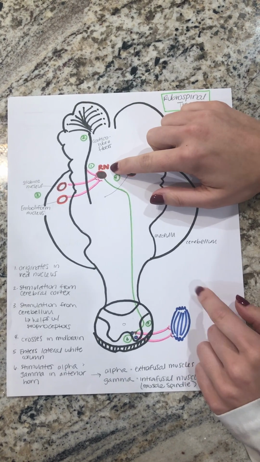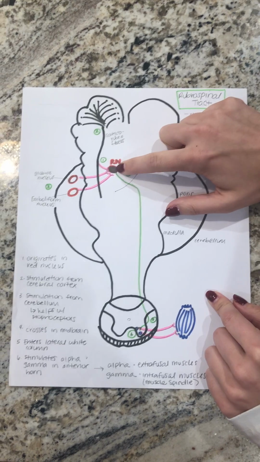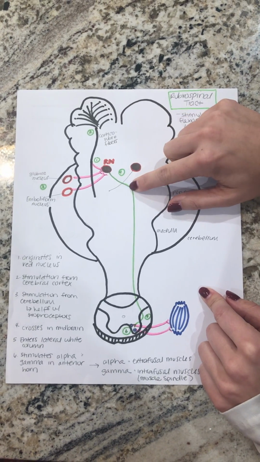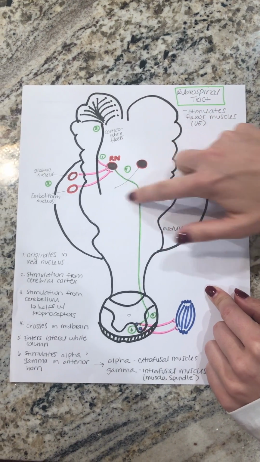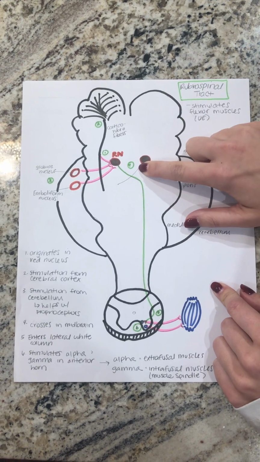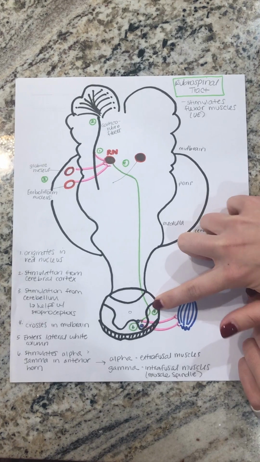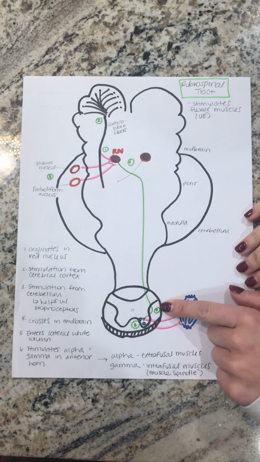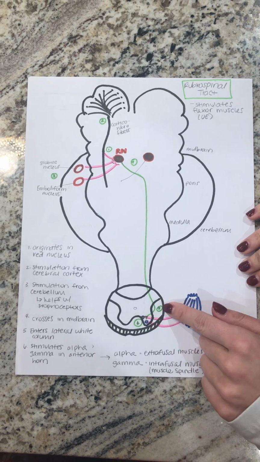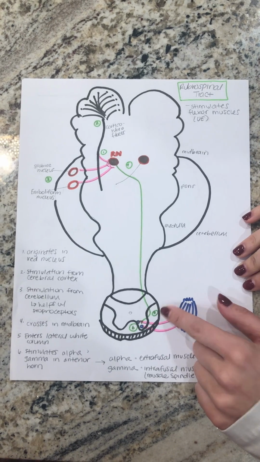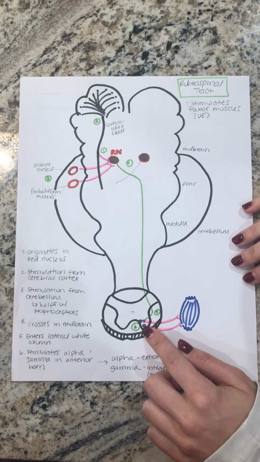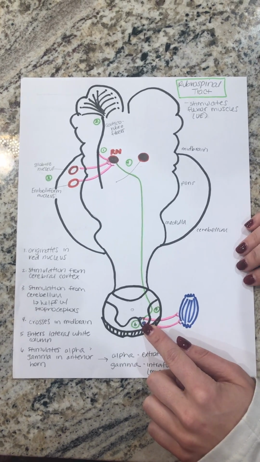So once the red nucleus is stimulated, the rubrospinal tract crosses in the midbrain at the decussation. So that's number 4 right here. It will then travel down and enter into the lateral white column, which is number 5. Then this tract will stimulate the alpha and gamma in the anterior horn, which is number 6.